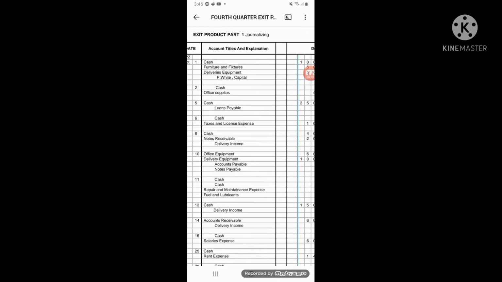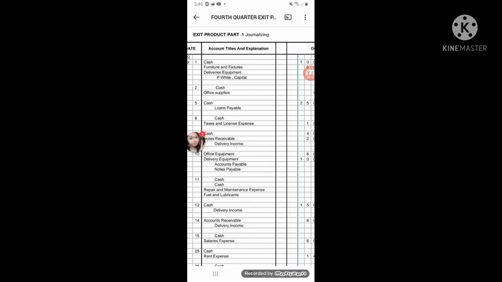A journal entry can be classified into two kinds. A simple journal entry only has one debit and one credit. In all cases, the debit amount and the credit amount will always be the same.